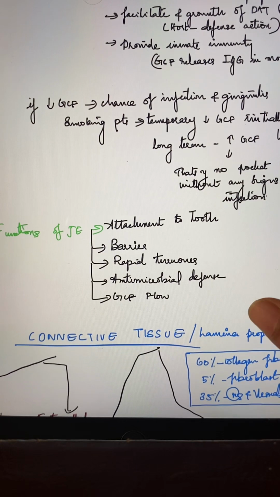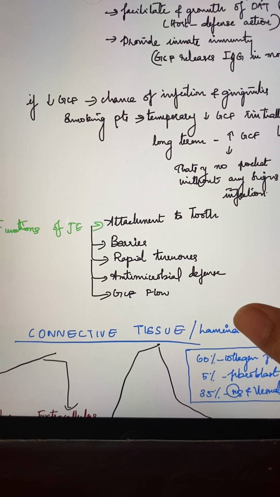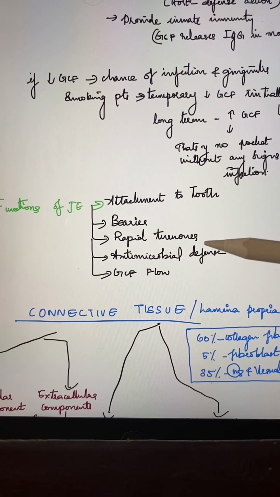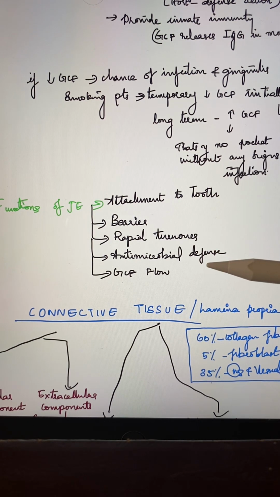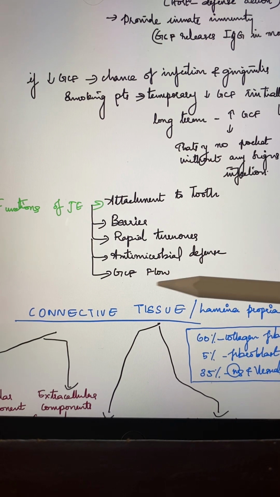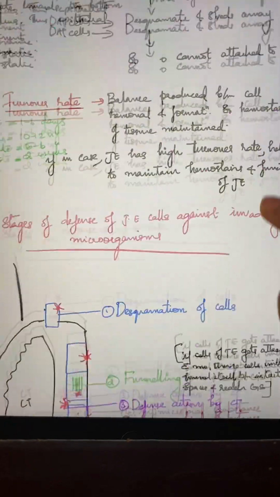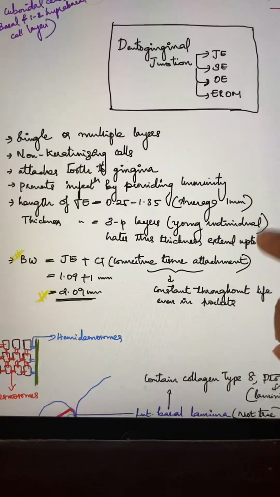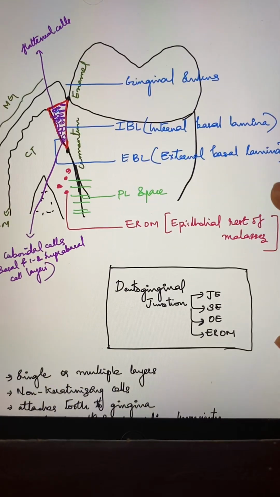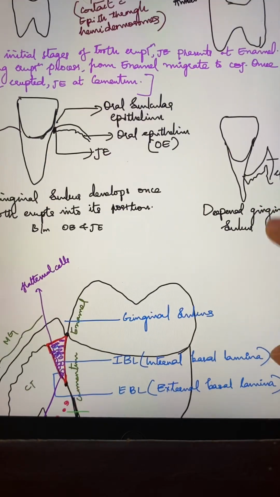I will talk about the gingival crevicular fluid in later episodes. Overall, the function of the junctional epithelium: it helps in the attachment to the tooth, but not only that, it acts as a barrier and it has rapid turnover, antimicrobial defense and GCF flow. These all are the functions of the junctional epithelium. So this is all about the junctional epithelium. You need to understand the concept, that's it.